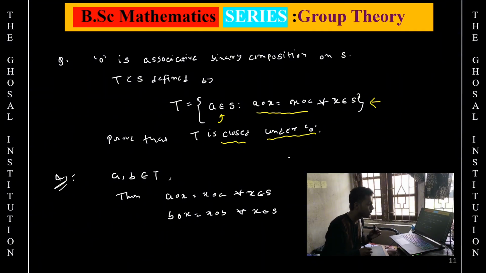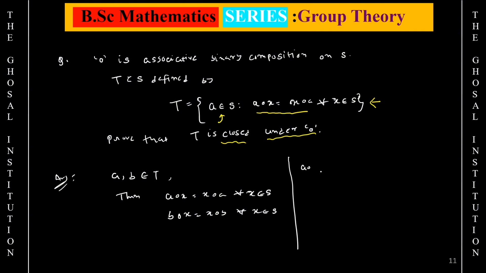What you have to check? A compose B. If you check whether A compose B belongs to T or not, what do you have to prove? You have to prove that (A compose B) of X is equal to X of (A compose B). You have to prove this, then you can conclude that A compose B belongs to T, because those elements are in T which satisfy these conditions.